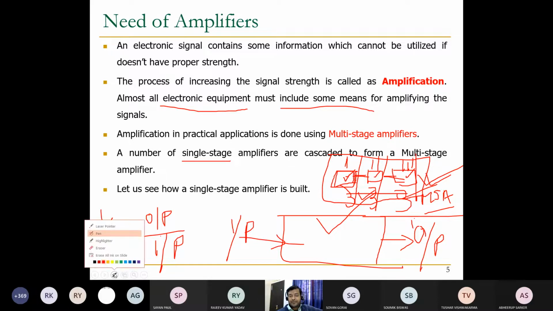Sir, if we add two single stage amplifiers, then it is called a multi-stage amplifier. Yes, if your circuit consists of more than one stage, it is called multi-stage. Clear?